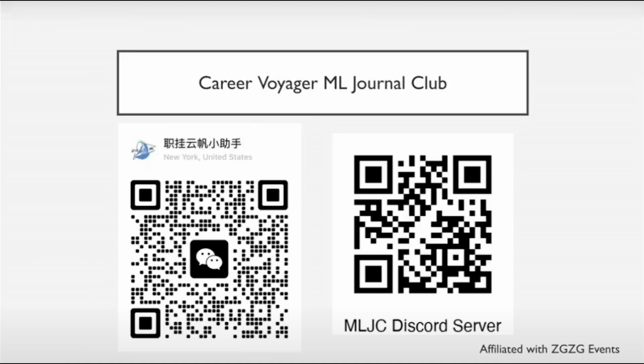Cool. So I guess for today's journal club, we are going to read a paper together, Generative Image Dynamics, which is the 2024 CVPR's best paper. For today's agenda, I'm going to share my own understanding about this paper, what it's doing and what interested me. And feel free to raise any questions or comments.